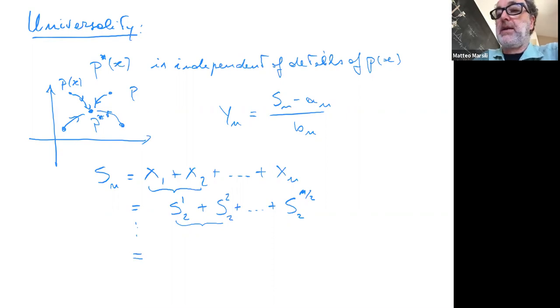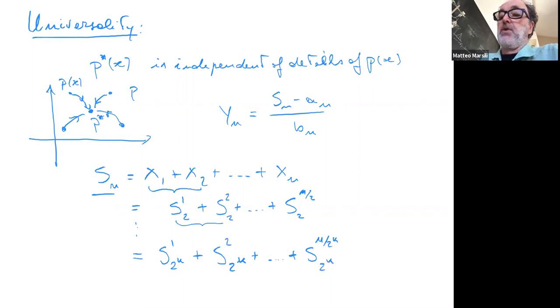So essentially you can write this equivalently: if you sum 2 to the k random variables, then you can compute the original sum as the sum of n divided by 2 to the k of these random variables. As n goes to infinity, you can continue this process of merging two variables in pairs, and each of these variables is the sum of two random variables at the previous level.